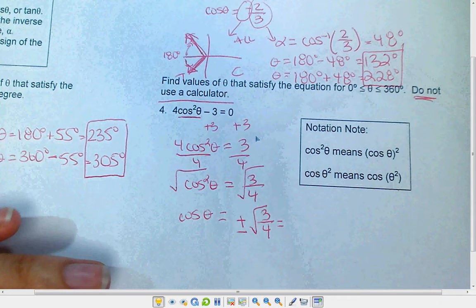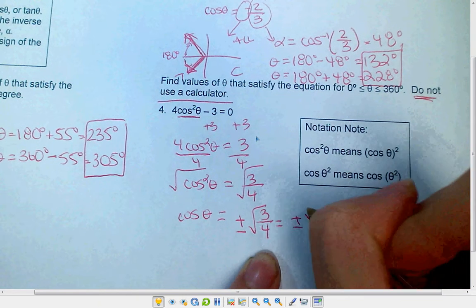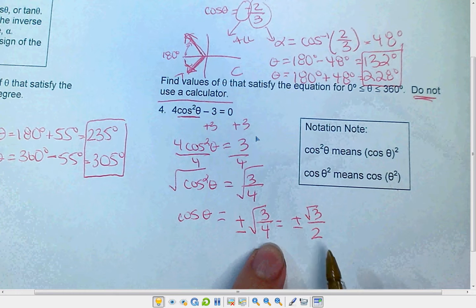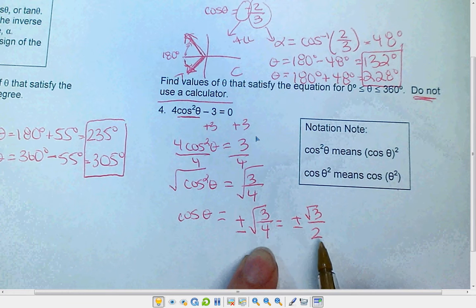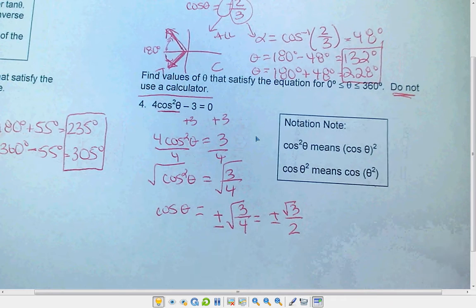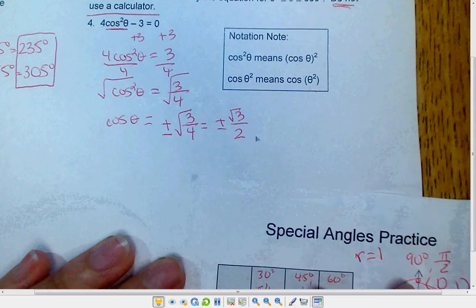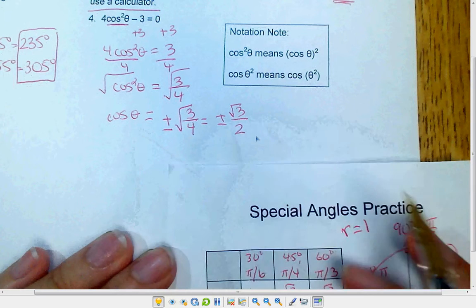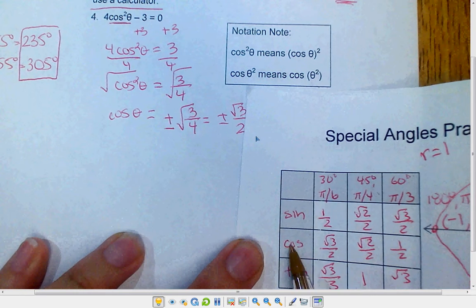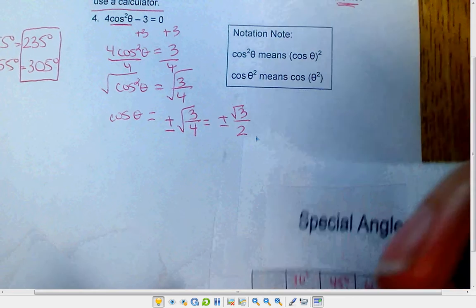You can simplify this more because you can actually take the square root of 4. The square root of 4 is 2, so we can take the 2 out from underneath the square root because we can actually take the square root of that. 3 stays within it. So now this should look familiar from what we were doing yesterday because this is going back to our chart. So when is cosine root 3 over 2? Look at your chart. Cosine is root 3 over 2 when your alpha, your reference angle, is 30 degrees or pi over 6.